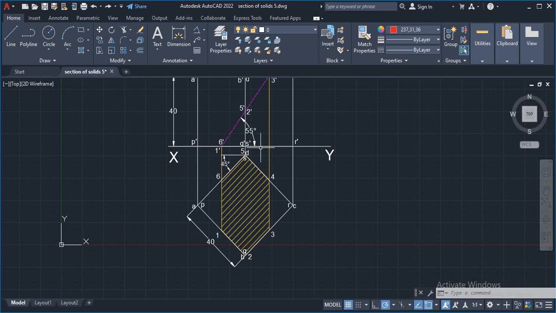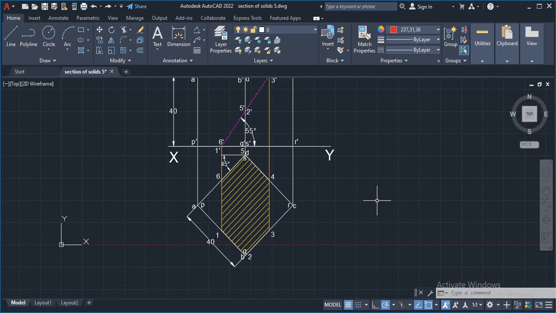And we need to measure the angle between the cutting plane and the XY line, that is 55 degree. So the XY line to the cutting plane is 55 degree. It is mentioned in the question to measure the angle.